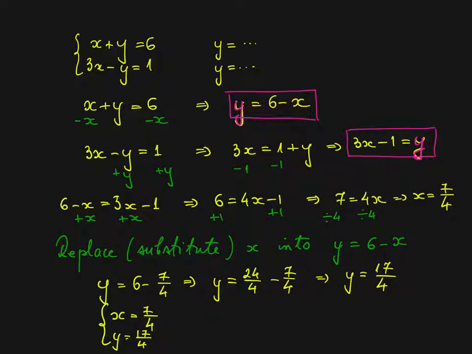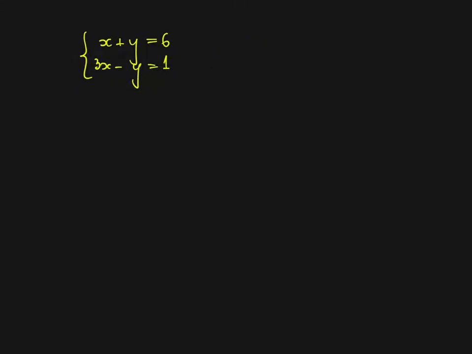So I'm going to show you another method to solve the same system on the next page. Same as before, the same system. I want to substitute y. Therefore, if I take the first equation, x plus y equals 6, I can find y in terms of x by subtracting x from both sides. Therefore, y equals 6 minus x.